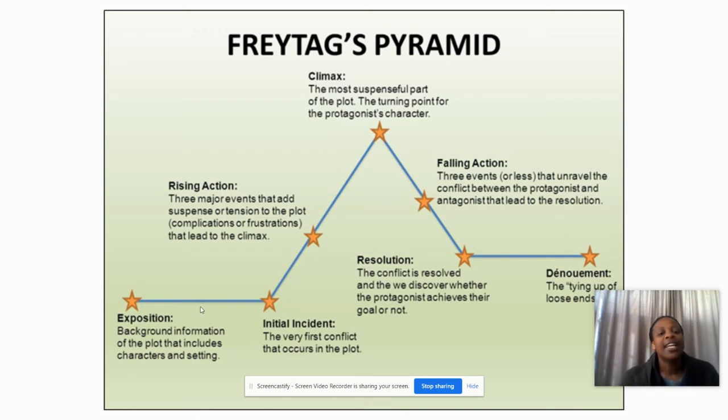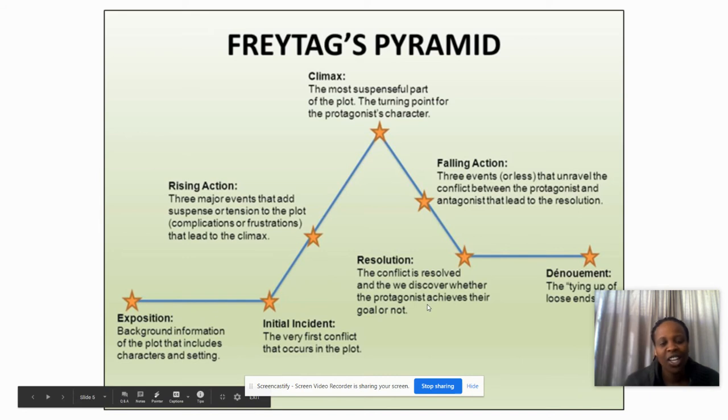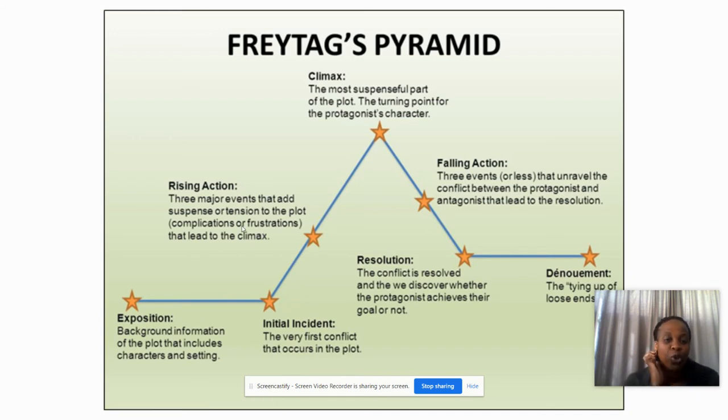Then you're going to choose any one of the other parts of the story. The next one is the initial incident, the very first conflict that occurs in the plot. The rising action is 3 major events that add suspense or tension to the plot. The climax is the most suspenseful part of the plot, the turning point for the protagonist character.